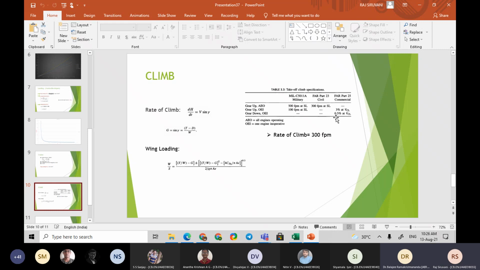And you have CD naught for OEI with gear up. Gear down means CD naught will increase in this equation, still with OEI, one engine operative. You got the differences now? Yes, sir.